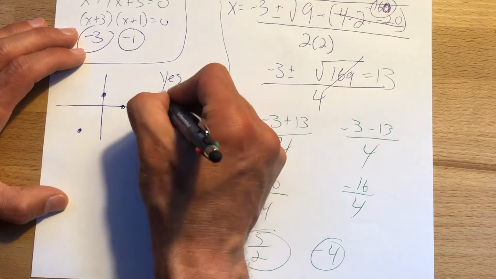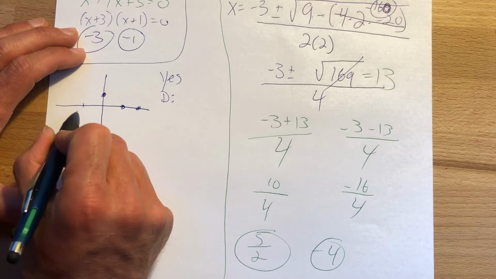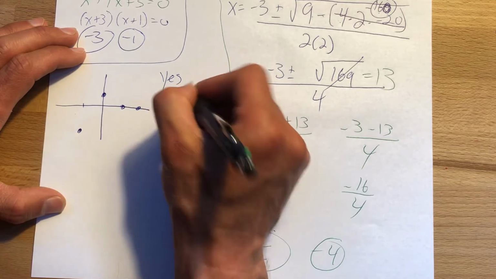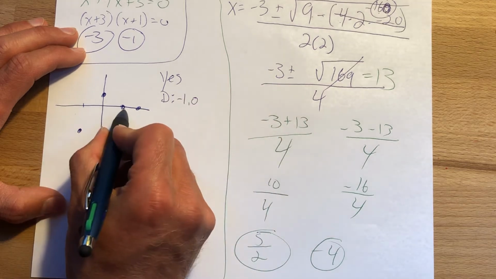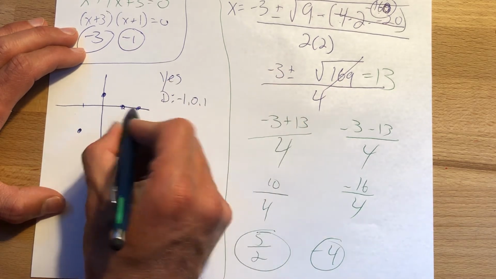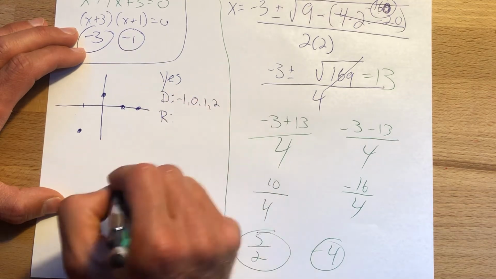What is your domain? That's all your x numbers. So what's your x number here? -1. What is your x number here? 0. What is your x number here? 1. And your x number here? 2. What is your range?